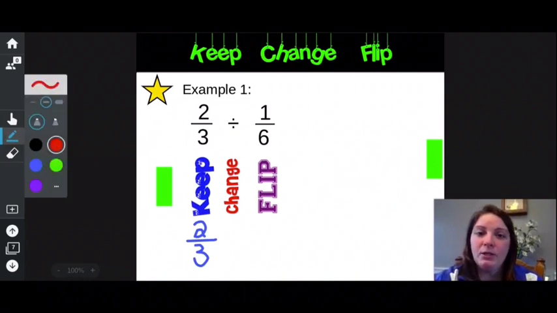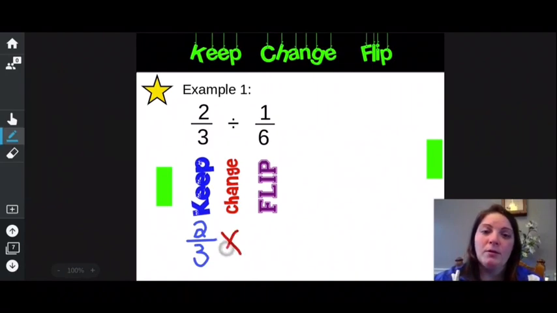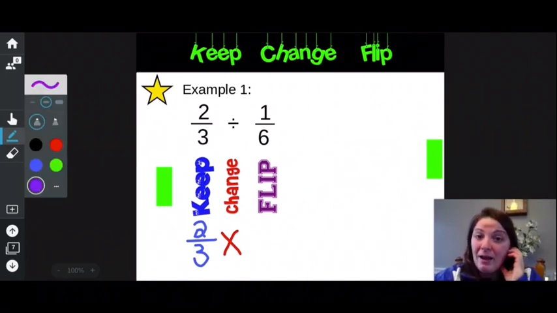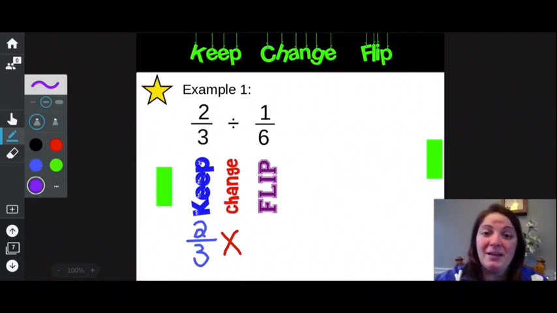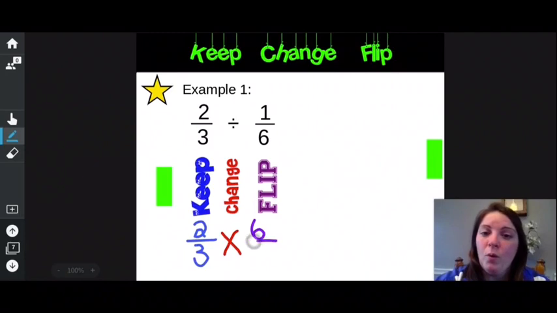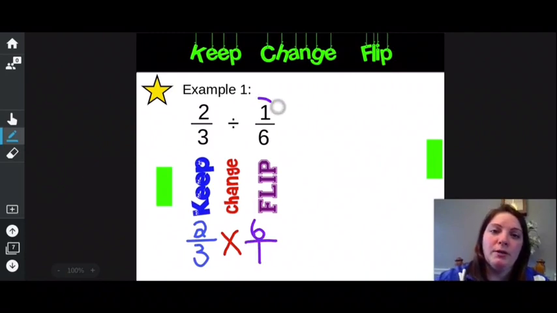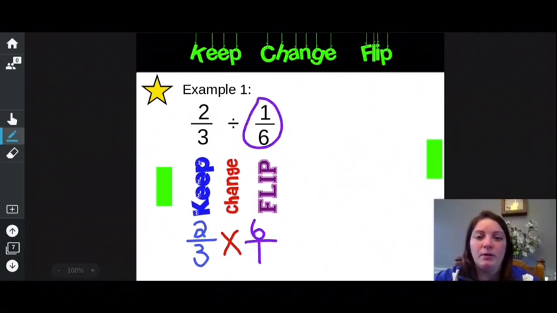Then I need to change my operation to what? Who remembers? Multiplication. Making this into a multiplication problem. Then I have to flip the second fraction to its reciprocal. So what's the reciprocal of 1/6? Yeah, 6/1. I just switched the numerator and denominator.